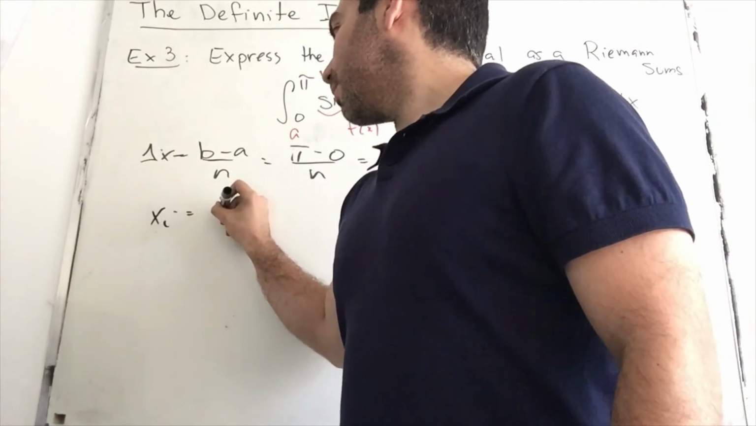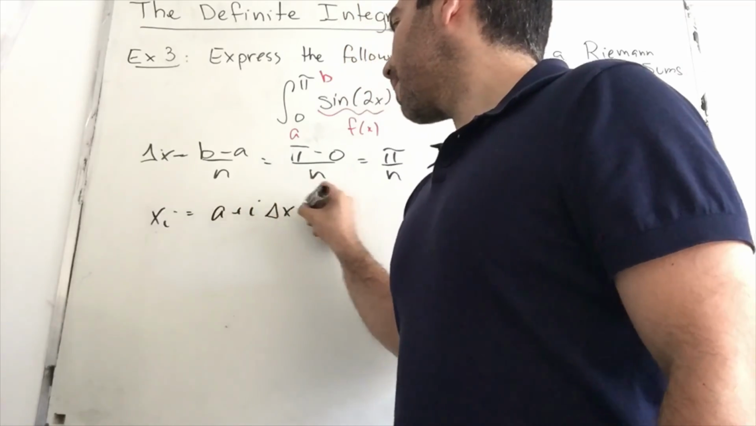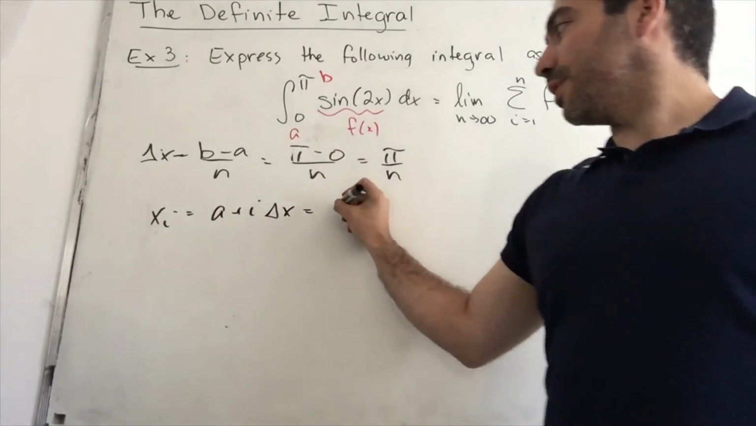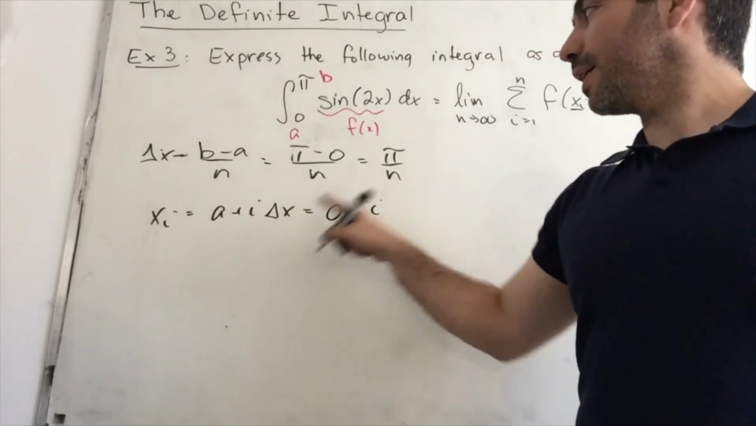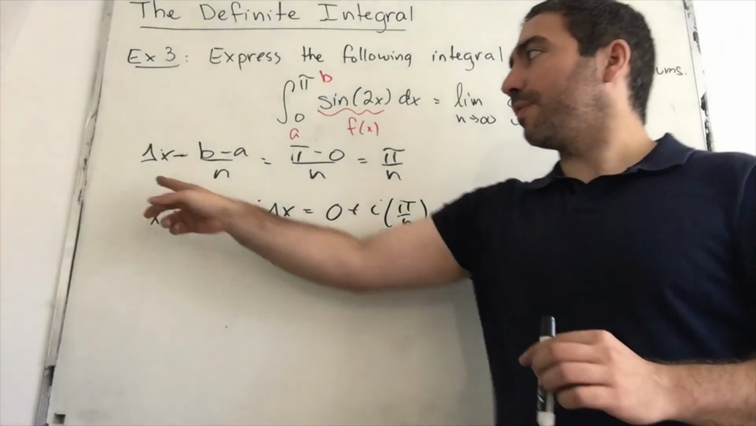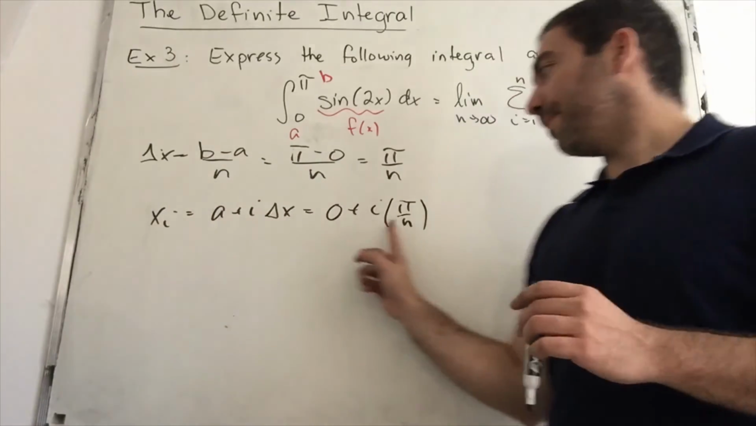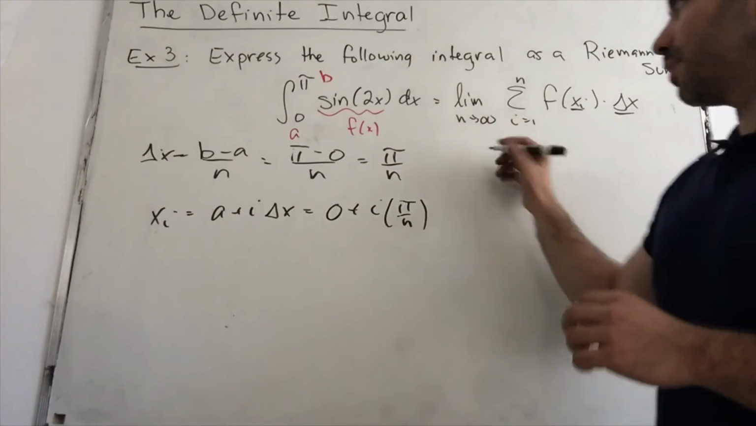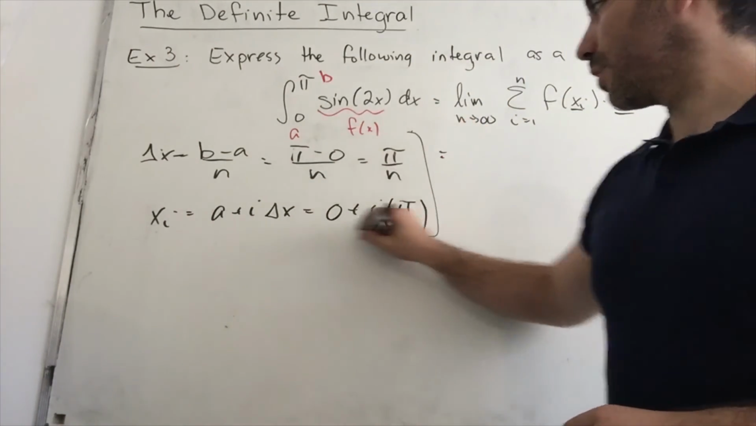Xi is equal to a plus i delta x. A is the lower bound, which is 0, plus i times delta x. Delta x, we just solved for it, is pi over n. Okay, so we found our delta x and we found our xi. Now we substitute it into our formula. So this is equal, again, this is side work.